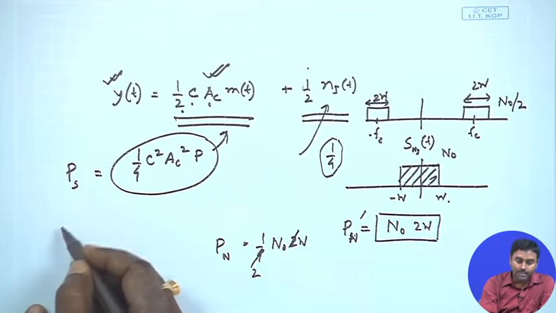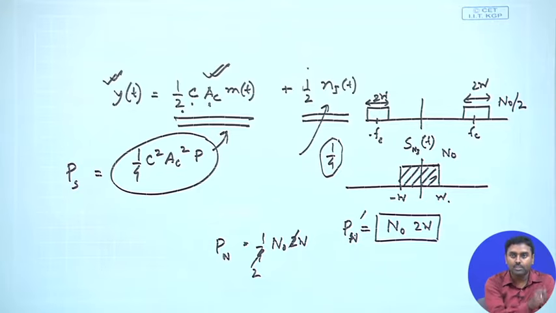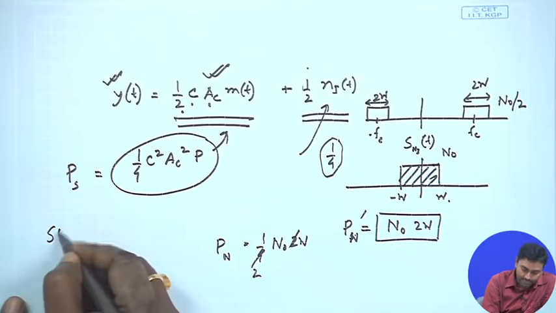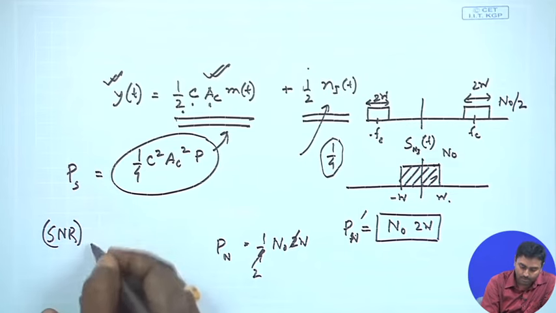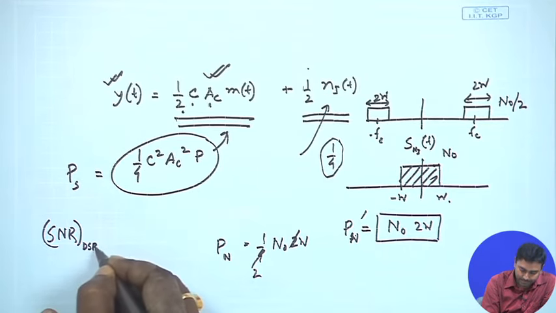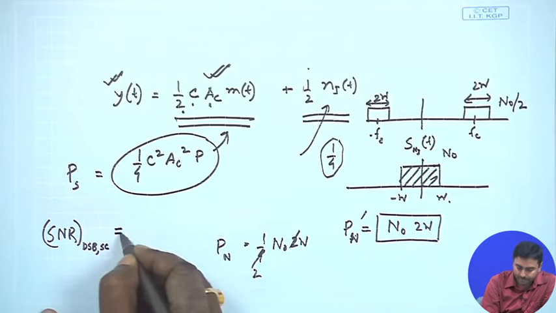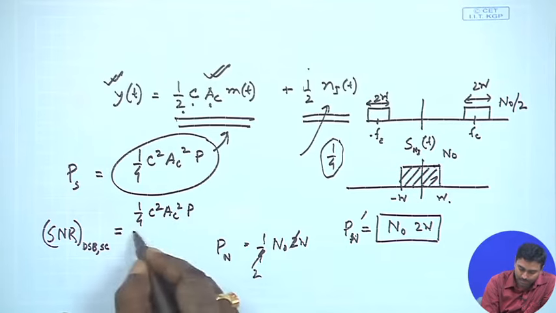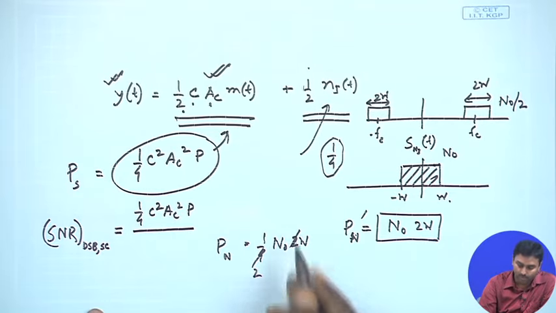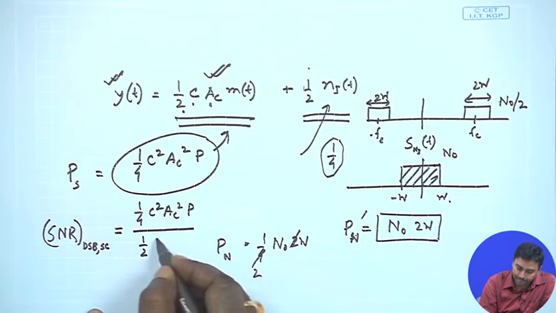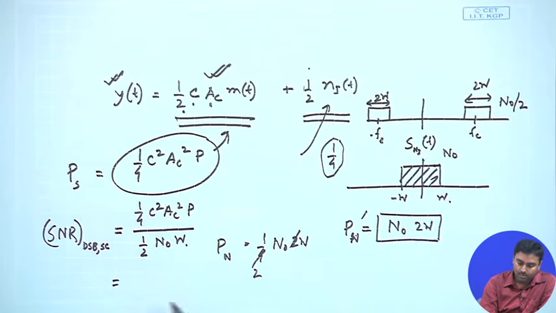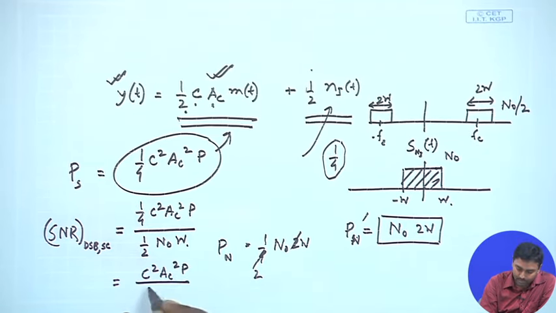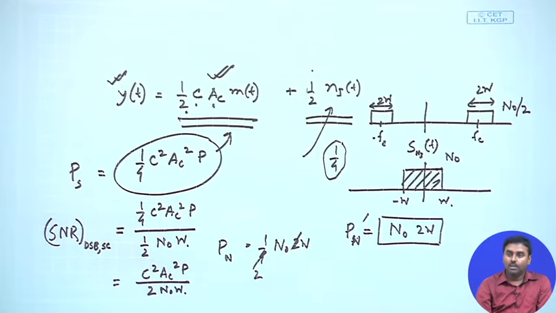So, what is my signal to noise ratio for this modulated scheme? The SNR for DSB-SC must be this power, 1/4 c squared Ac squared P, divided by this noise power, which is nothing but half N0 W. So, that 2 gets cancelled, and I get c squared Ac squared P divided by 2 N0 W. That is the SNR for DSB-SC.